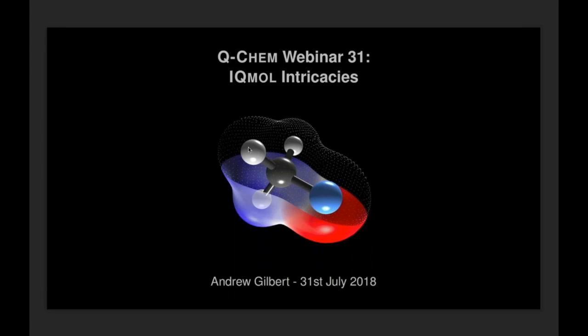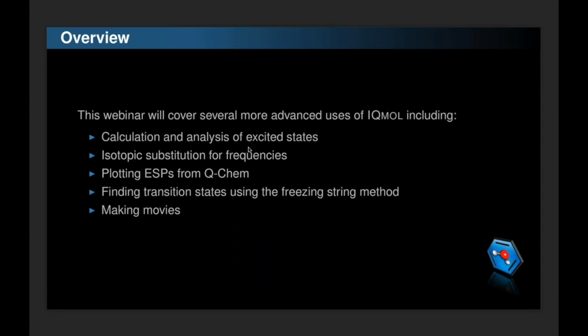We're going to cover several topics today, and just to give you an overview of what to expect, we're going to start off by looking at some excited states. This is something which Peter did not cover last time. We're going to go on and look at some isotopic substitution for frequencies. We're going to cover how to set up a calculation for Q-Chem. If any of you have tried to do that using just the input file, it's a little bit tricky to set the input to get the isotopic substitutions to work. IQmol makes that process a lot easier, and you'll see an example of that today.